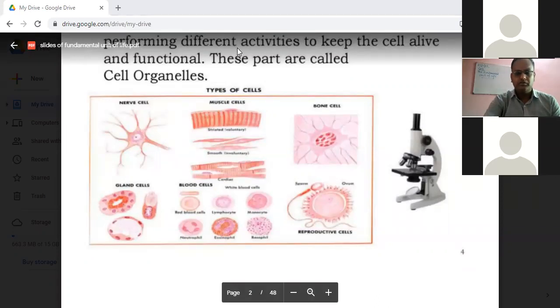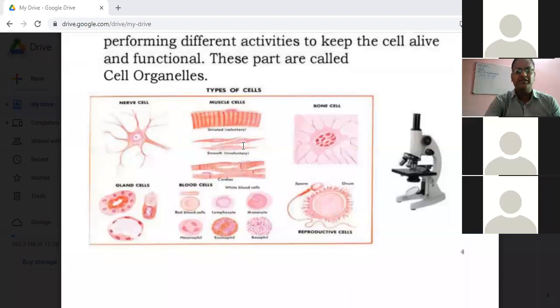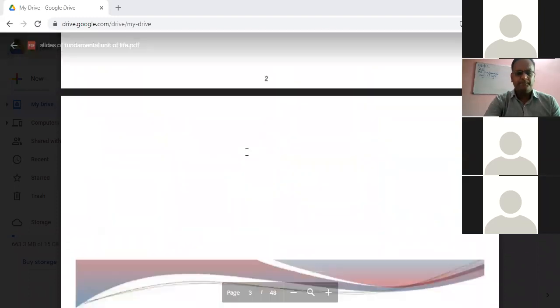Cell has different shape and size. Okay, very well said. Jyoti also wants to answer. Jyoti, you can unmute yourself. Same answer. Very good, because this is a very common one. A cell has different shapes and sizes. This diagram typically indicates the same: that cells have different shapes and sizes.